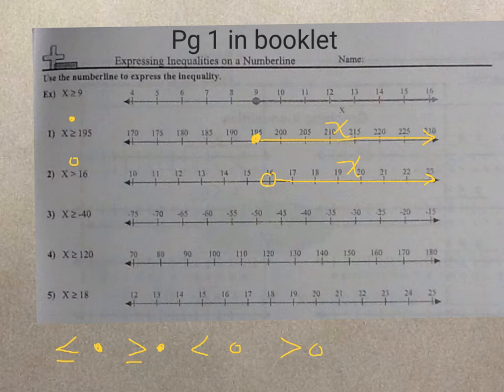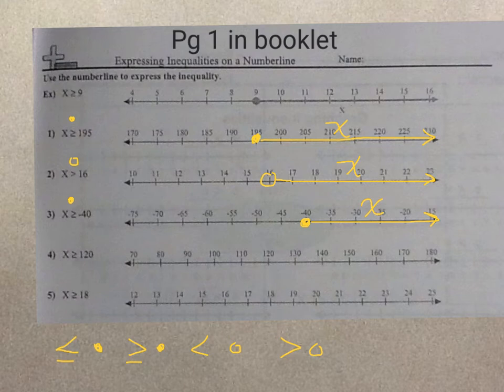Number 3 says x is greater than or equal to. Again, that's a closed dot. So I could go to -40 and put a closed dot on -40. And x represents all the numbers larger than that. That's to the right of that. And again, this is x. Now try number 4 and number 5. So pause the video, try it on your own, and then come back and check your answer.